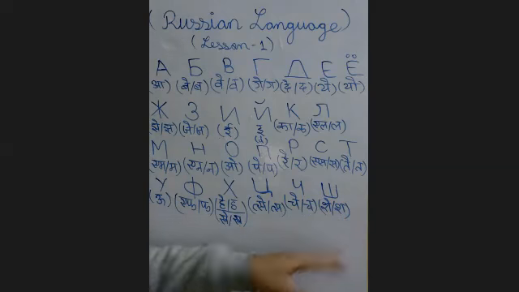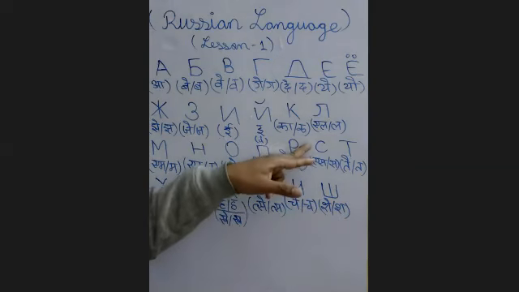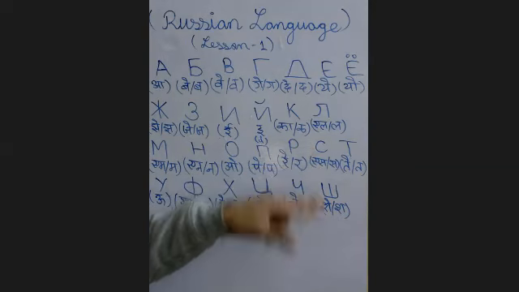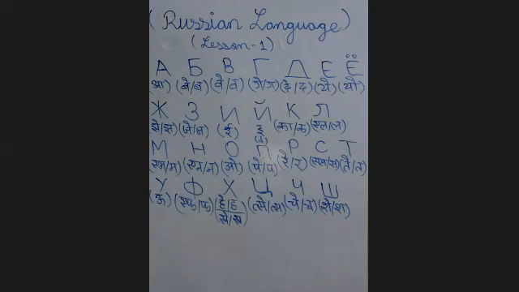Similarly, in Russian we have this: s, then sh, and then the next one, you may say a brother of this. That looks like this, and this sounds like she, she, she.